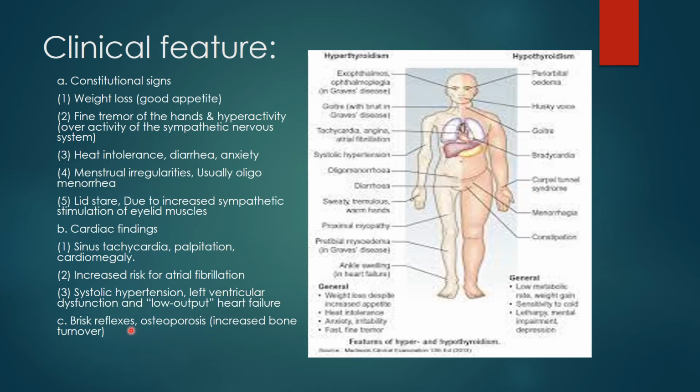In bone, it causes increased bone turnover, that is osteoporosis, and they will result in brisk reflexes of the person. The most important cause in the eye is exophthalmos, which I'll discuss in a later slide.